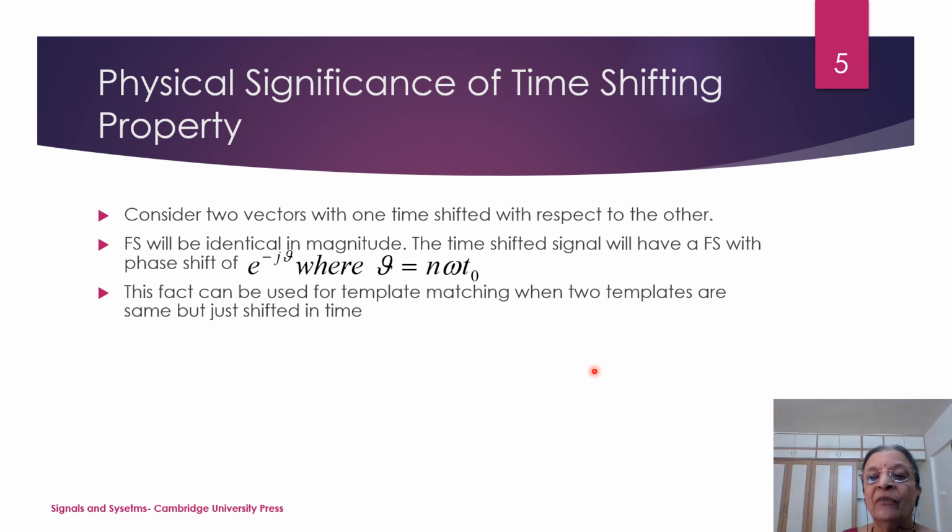Now what is the physical significance of the time shifting property? Suppose we have two templates, and both are the same signals. The only thing is one is time shifted with respect to the other. Then if we compare the magnitude response of the Fourier series, it will remain the same. Only there will be a change in the phase shift by the angle theta, where theta is given by n omega t0, and t0 is the amount of shift, whether it is shifted towards right or left. Accordingly, the sign of this shift will change.